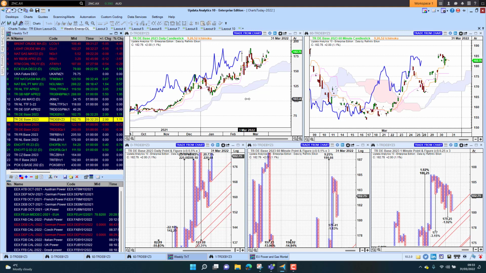Today's moves are just short-term counter-trend moves where they're negative, but we're already seeing that changing as the day wears on. We were down and now we're up. So it's quite interesting. That's it for today.